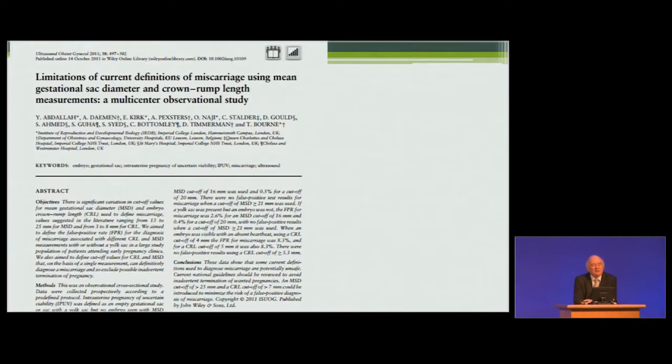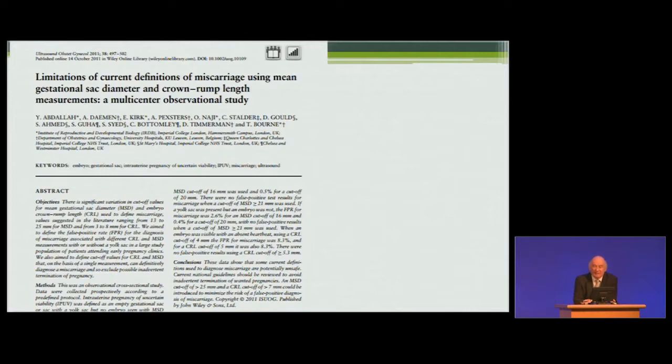So I suppose now I want to show you a picture of this guy. This is Yazan Abdallah, and he's recently been appointed as lecturer in the Hammersmith in ONG, and he will be remembered for a paper that was written 3 years ago on the limitations of definitions of CRL and sac diameter. They did a study between some of the London hospitals and Leuven in Belgium, and they looked at women who had presented early in pregnancy, and they did the ultrasound scan, and then they mapped them through to see whether or not they were able to predict that the pregnancy was viable or not.